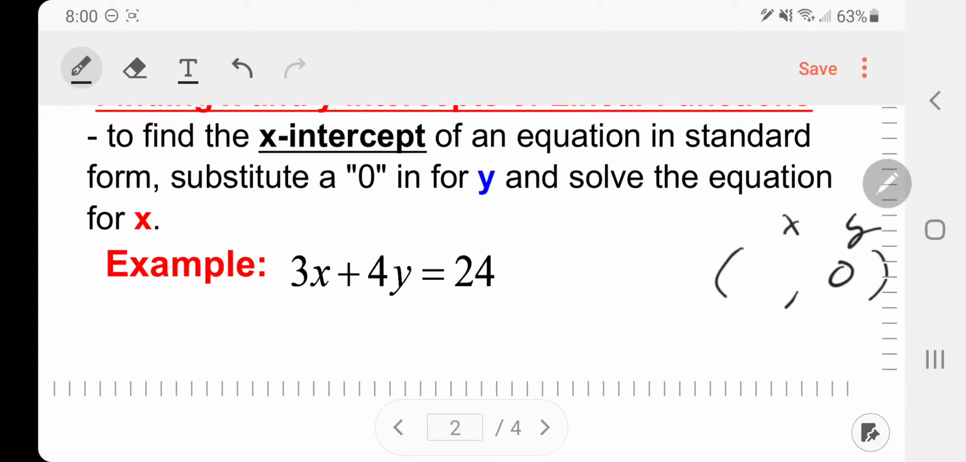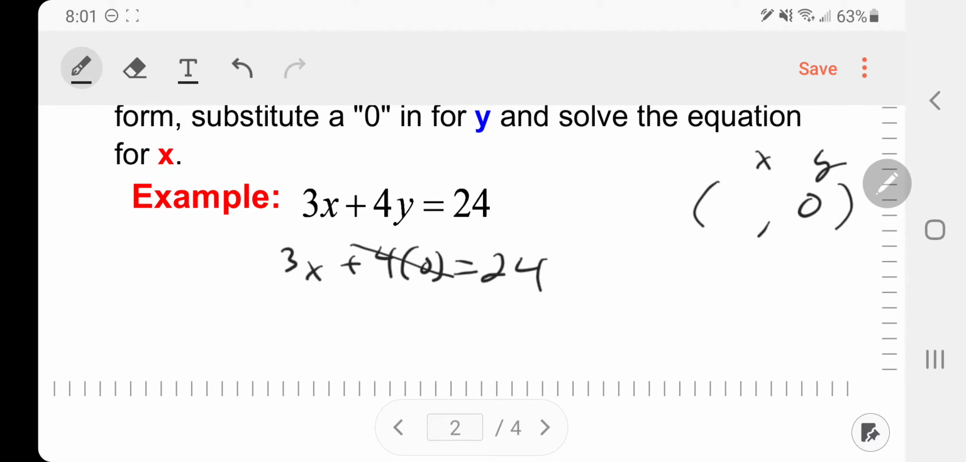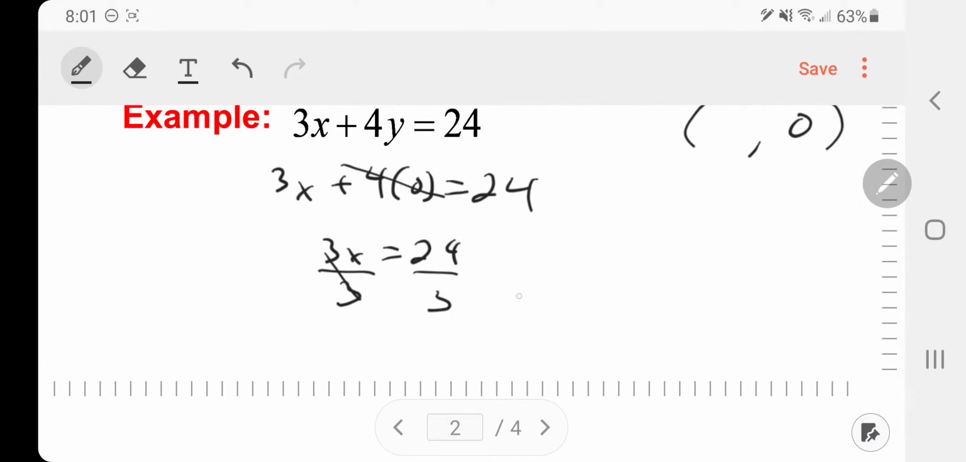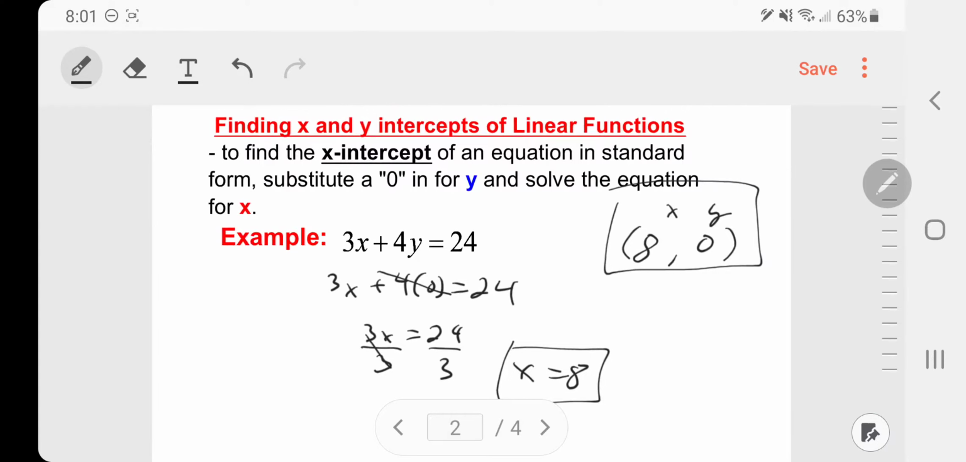Okay, so we're given the equation 3x plus 4y equals 24. We're going to plug in 0 for y, and we are going to then solve for x. 4 times 0, see how this goes away. So we get 3x equals 24. Divide by 3 on both sides, and we get x equals 8. Okay, so our x-intercept would be the coordinate (8, 0). It is that quick. That simple.